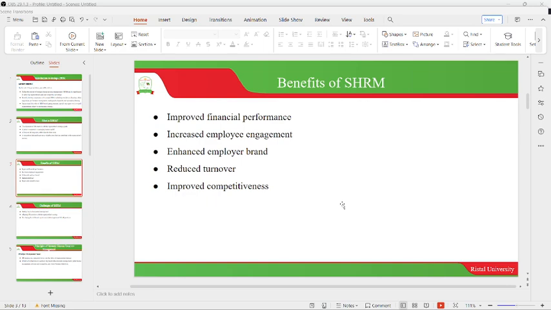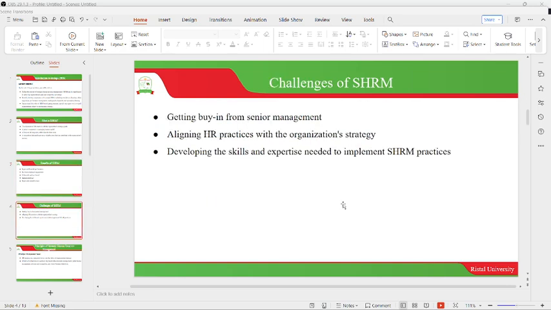So having looked at the benefits of strategic human resource management, now let us focus on some of the challenges in human resource management in strategic terms. One is getting buy-in from senior management. So the human resource manager or department is not the senior department in an organization, because we have other people who are above the human resource manager.